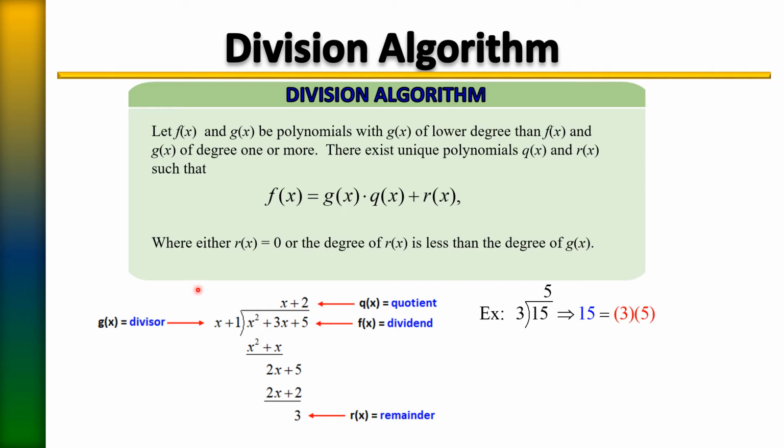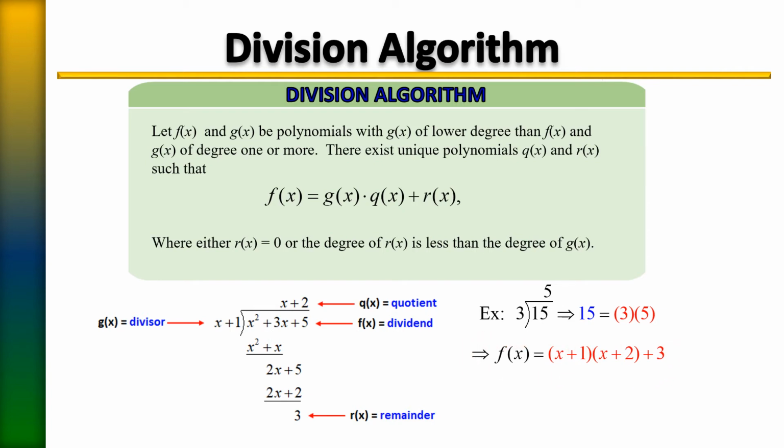Let's write this example in division algorithm form. First I'm going to have the divisor, which is x plus 1 in parentheses, times, in parentheses, the quotient x plus 2. Now all I need is to add the remainder. The remainder is 3, so you write plus 3. And there you have it. That is division algorithm form. Nothing complicated at all about it.